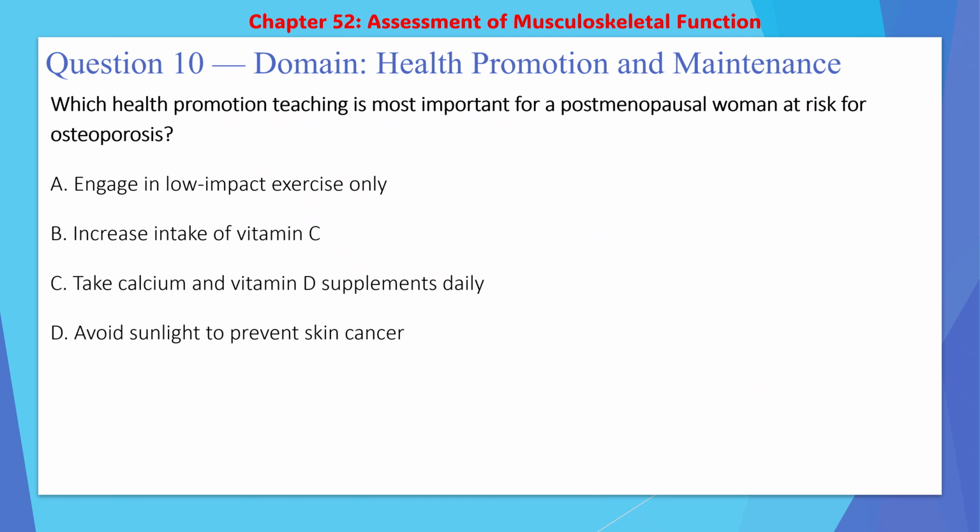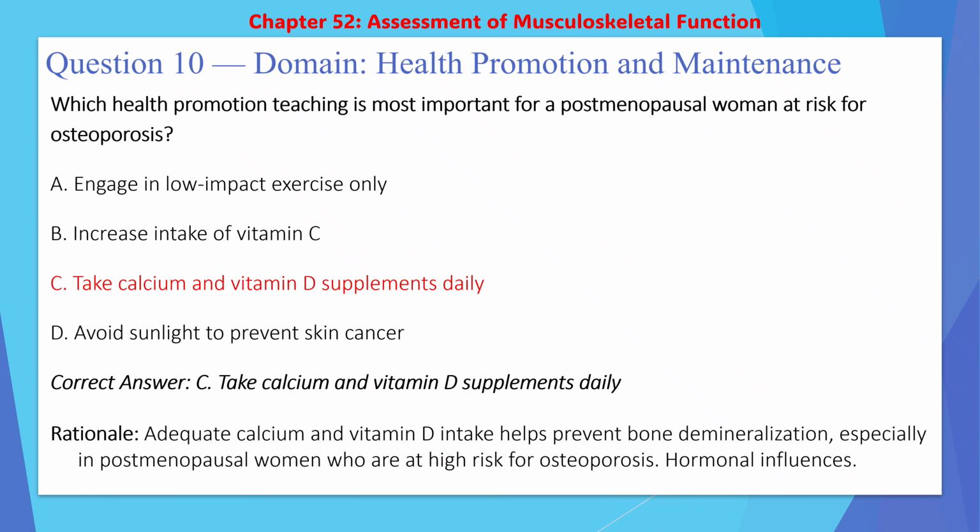Domain, health promotion and maintenance. Which health promotion teaching is most important for postmenopausal women at risk for osteoporosis? A, engage in low impact exercise only. B, increase intake of vitamin C. C, take calcium and vitamin D supplements daily. D, avoid sunlight to prevent skin cancer. So it's a repetitive question.